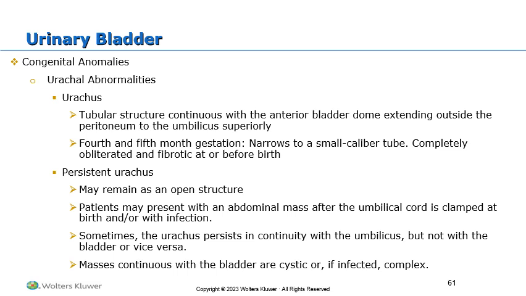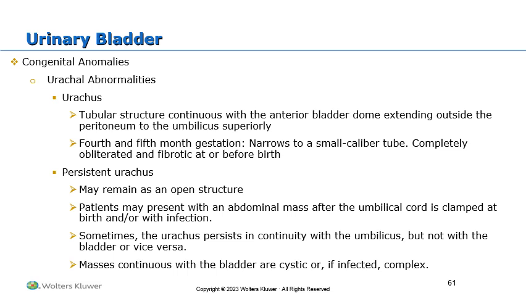So if you have a persistent urachus, that is when any one component of the urachal structure remains open. So it didn't close off completely, it didn't fibrose. So patients may present with abdominal mass after the umbilical cord is clamped at birth, and this can turn into infection because if there's urine in that urachus, then it will become very static, and then that could result in infection. Now we know sometimes you can have a urachal sinus, you can have a urachal cyst, you can have a urachal, I'm going to forget the other one off the top of my head.